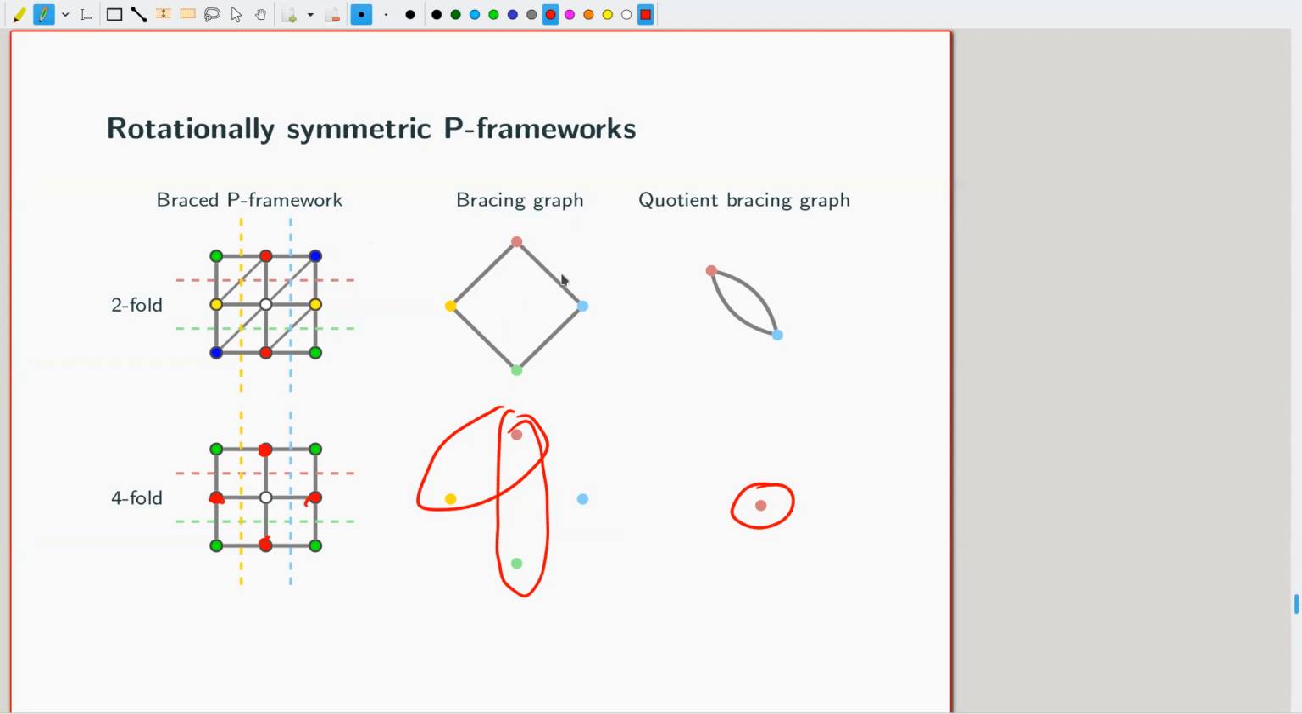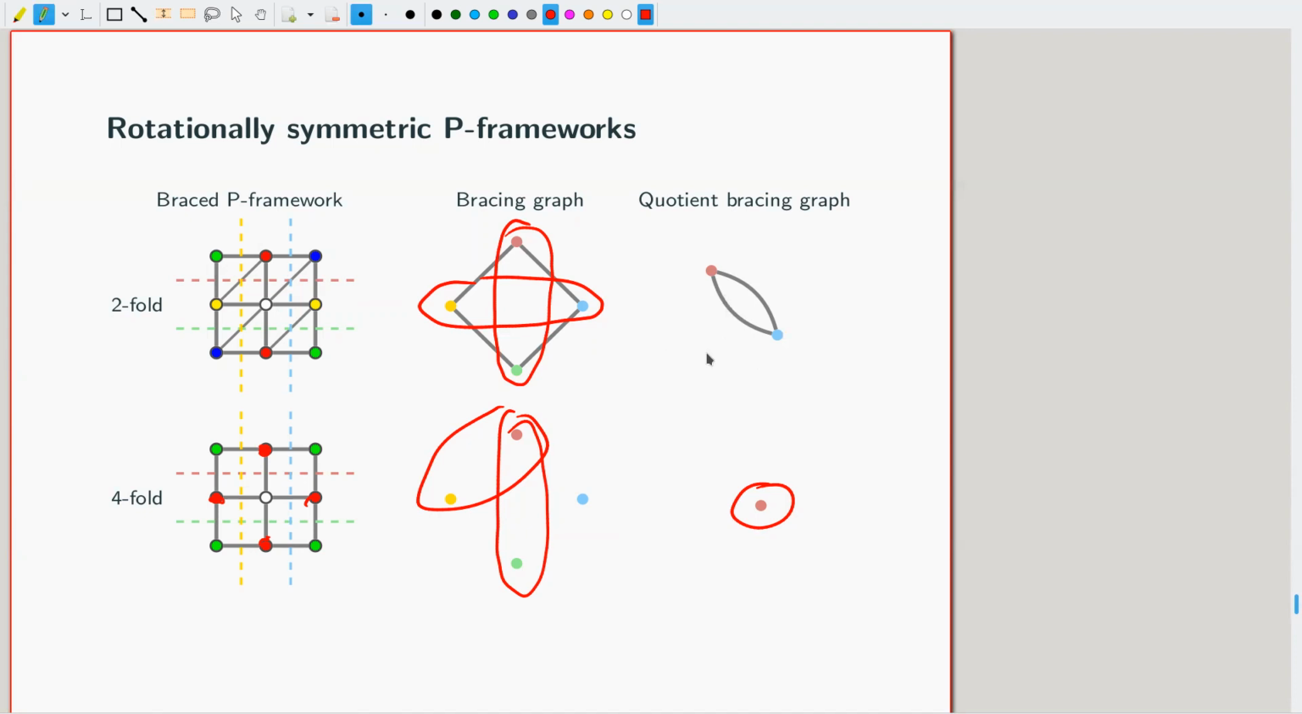Maybe just to repeat the same process for the 2-fold symmetric, the red ribbon and the green ribbon they collapse in the quotient graph, and yellow and blue. So that's why we get this quotient bracing graph with 2 vertices and a double edge.